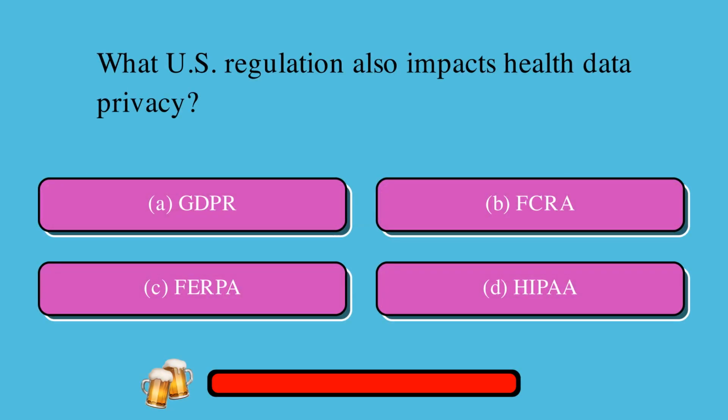What U.S. regulation also impacts health data privacy? A. GDPR, or B. FCR, or C. FERPA? The correct answer is C. FERPA.